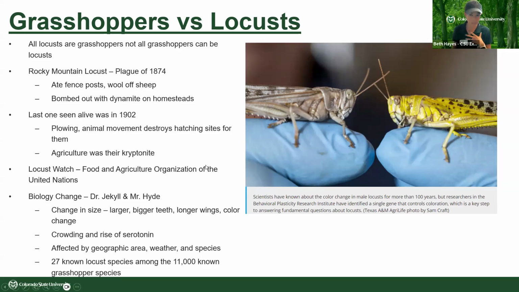And the last one that really affected us here in Colorado was the Rocky Mountain locust. And the last one we've seen alive was in 1902. So just know that even if we see high levels again this year, which we're likely to, they're not actually locusts, they're still grasshoppers.